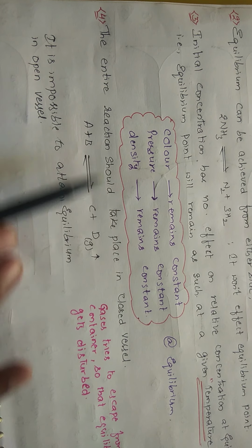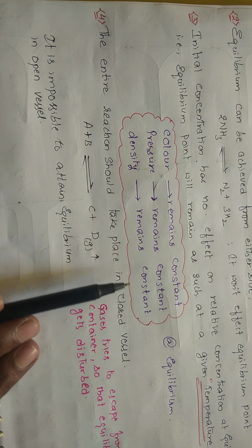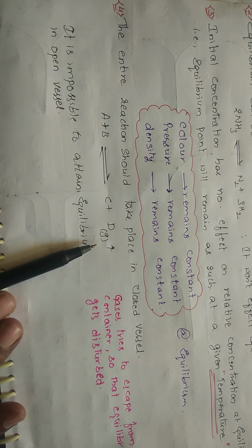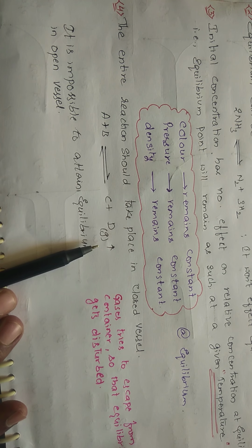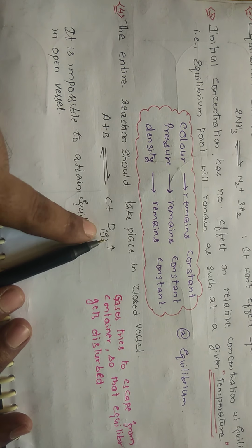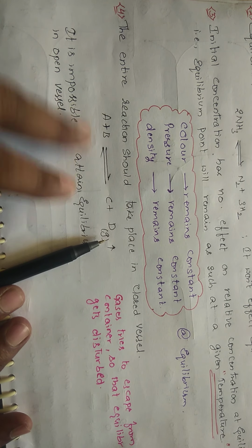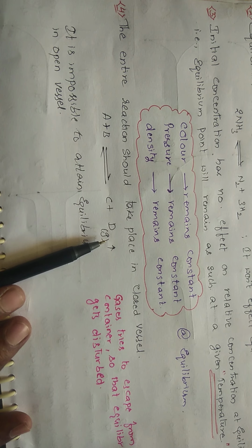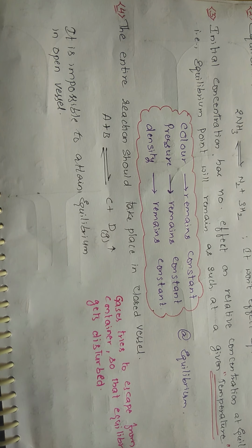Whatever reaction you are performing should be performed in a closed vessel. Meaning A plus B gives rise to C plus D. Suppose there is formation of a gas, what happens if you do it in an open vessel? The gas will escape out, so that this one will decrease, and you will not get the equilibrium. So you should perform it in a closed vessel.